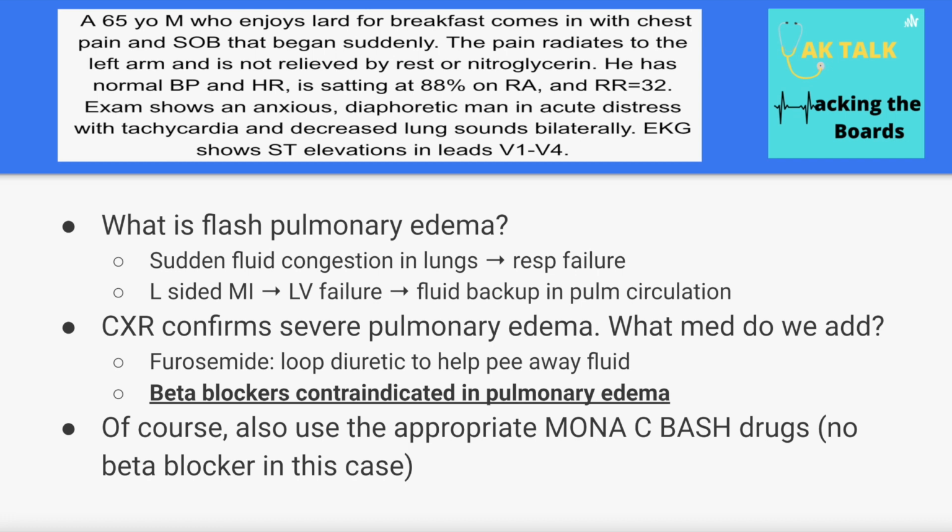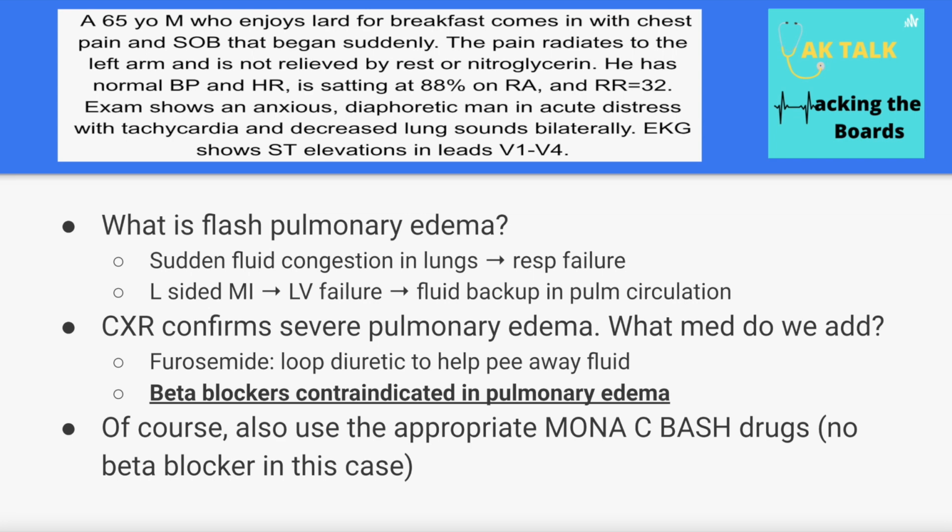So flash pulmonary edema is sudden onset of fluid congestion in the lungs, resulting in acute hypoxic respiratory failure. This patient likely has it because a left-sided STEMI will prevent the left ventricle from pumping blood forward. So naturally, blood will back up into the pulmonary circulation. And because of those increased hydrostatic pressures, the fluid will be forced into the lungs. This would also explain the decreased breath sounds. There's nothing like some good old Starling forces to really get you thinking about pathophysiology.